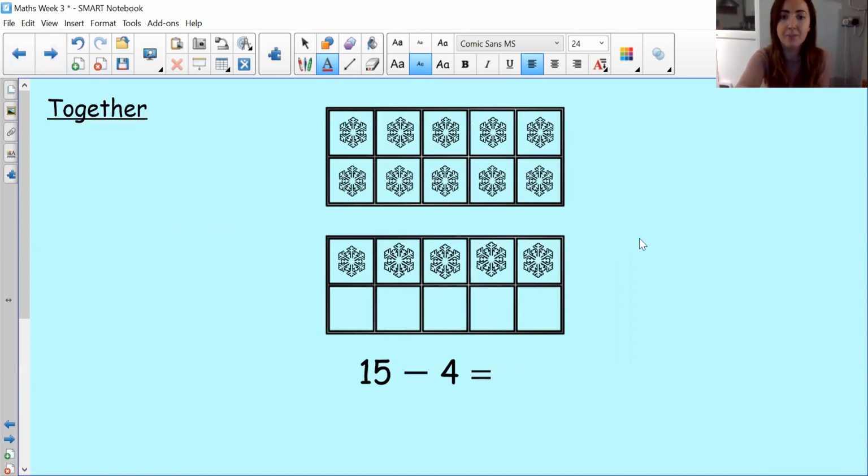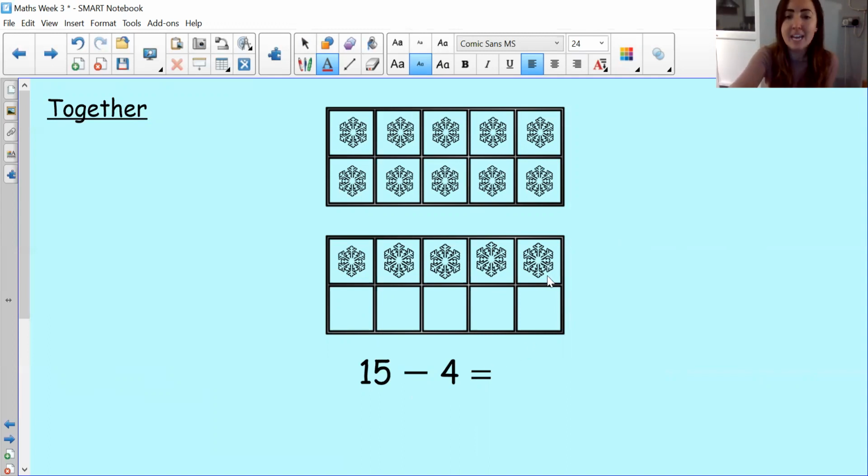Okay, let's try another one. So this time we have 15 snowflakes and we are taking away 4. So can you have a go? What do you think 15 take away 4 will be? Pause here to have a try.